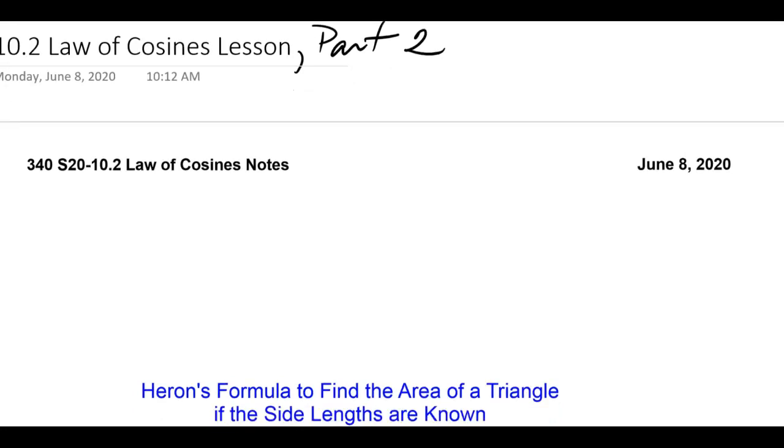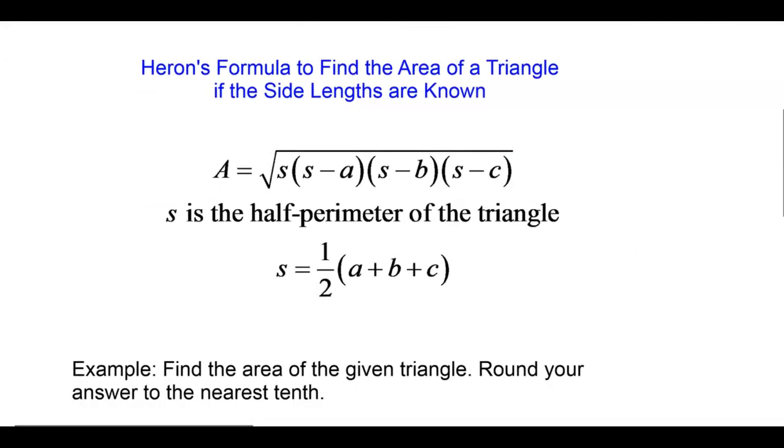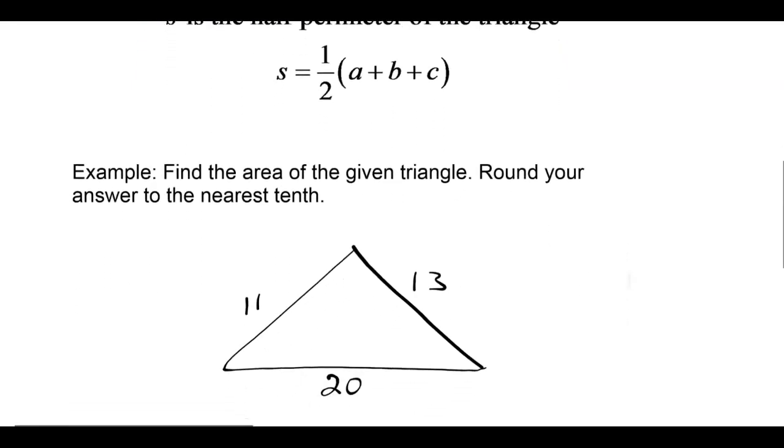And I'm going to begin here with Heron's formula, which allows us to find the area of a triangle if we know all three side lengths. We're not going to derive this formula, but we're just going to use it. So it says the area of a triangle, and this is not necessarily a right triangle, is the square root of s times s minus a times s minus b times s minus c, where s is defined as the half perimeter of the triangle. So it's 1/2 the sum of a plus b plus c.